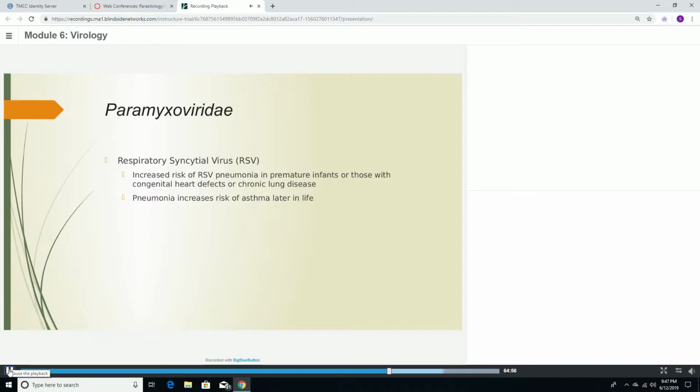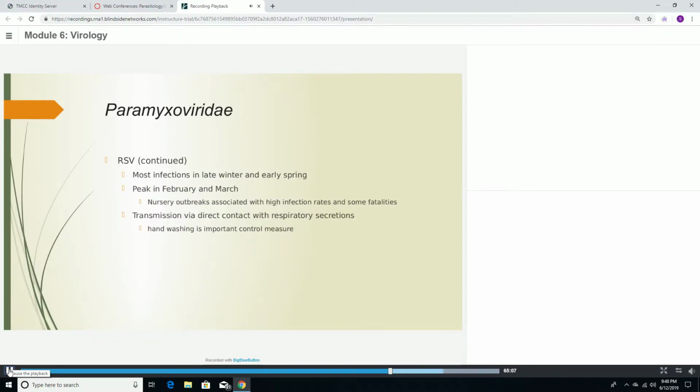Increased risk of RSV pneumonia is for premature infants or those with congenital heart defects or chronic lung disease. Pneumonia increases risk of asthma later in life. So those preemies who have undeveloped lungs are more likely to get infected with this virus.